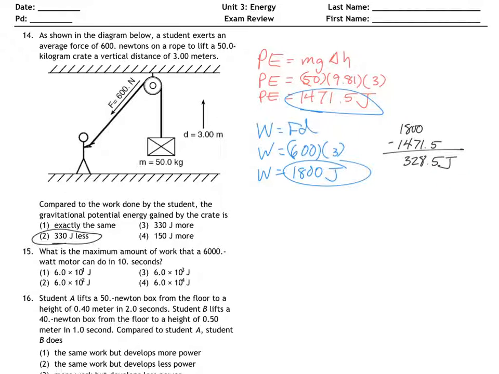Okay, next up, what's the maximum amount of work that a 6,000 watt motor can do in 10 seconds? So starting from the equation P is W over T, I know that I can solve for work by doing this. Work is P times T. So we can plug in from here. The amount of power is 6,000 watts, and the amount of time there is 10 seconds. So that means that the amount of work done is 600 joules in 10 seconds. The best answer choice is 2.